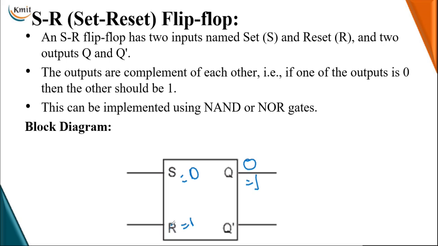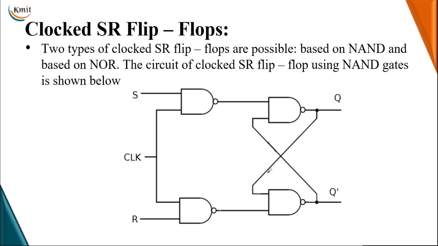A flip-flop can have a number of inputs, but in an SR flip-flop we have only two inputs, which are S and R, and two outputs. In any flip-flop we have only two outputs, which are the complemented output Q bar and the uncomplemented output Q. Now let me draw the logical diagram of the SR flip-flop using NAND gates.